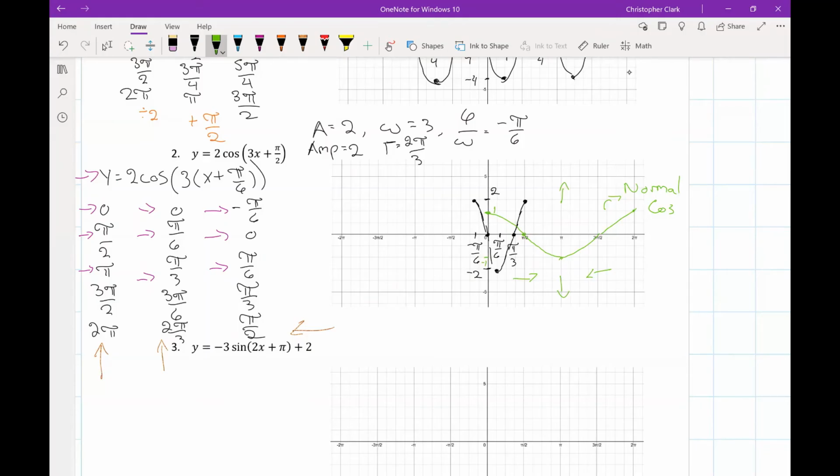And that, again, is to be expected because we understand that this A out front stretches or shrinks it vertically, and this omega is going to stretch or shrink it horizontally. So A vertically, omega horizontally. And so we can compare our graph in black to our normal expected graph in green, and we can see exactly that it has been stretched vertically and compressed horizontally. And that's what we expect.